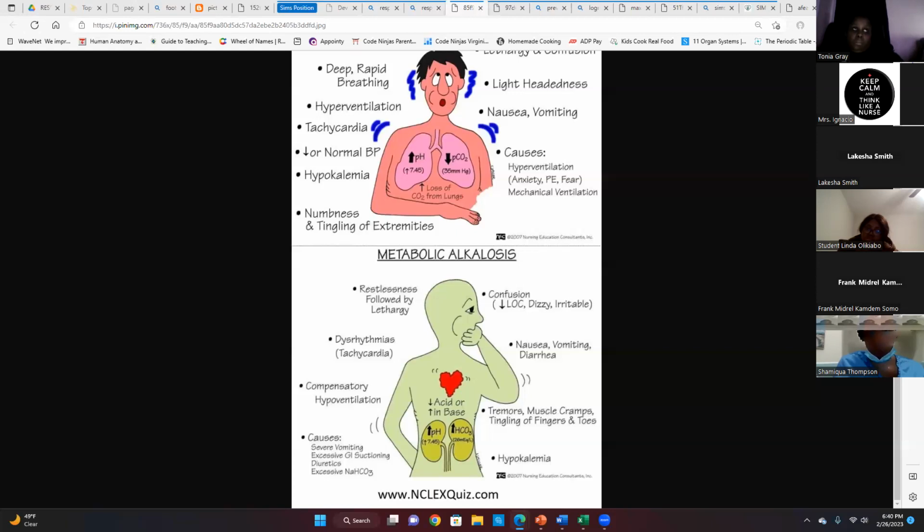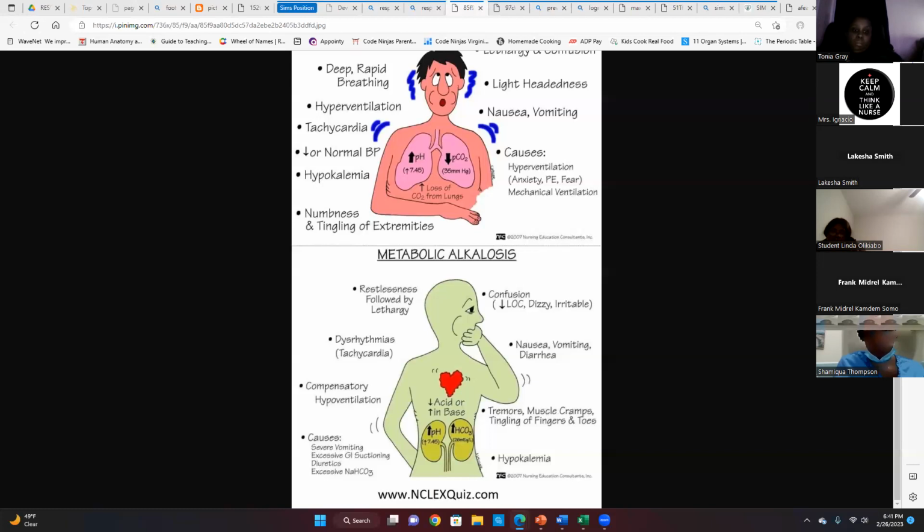Deoxygenated blood returning to the left side of the heart. Normal or abnormal? Yes, it is abnormal. Shamikwa is correct, because we know that the left side of the heart should be receiving oxygenated blood, and that abnormality is called shunting.